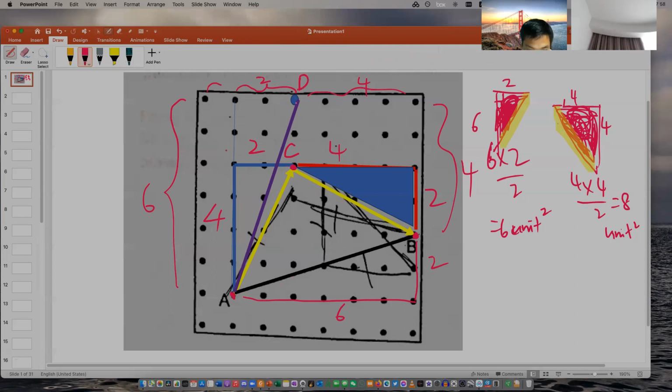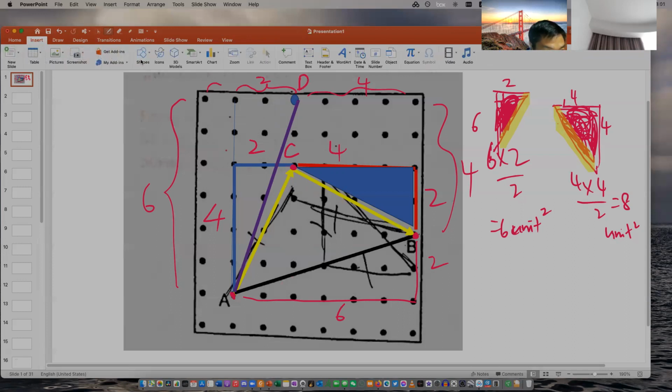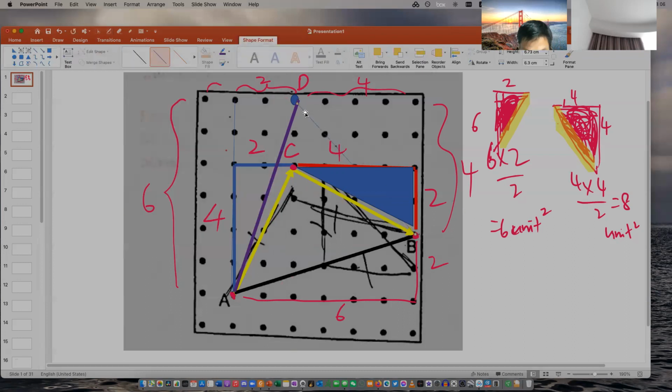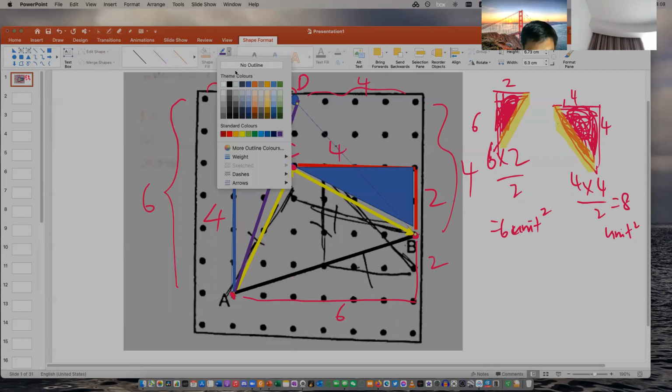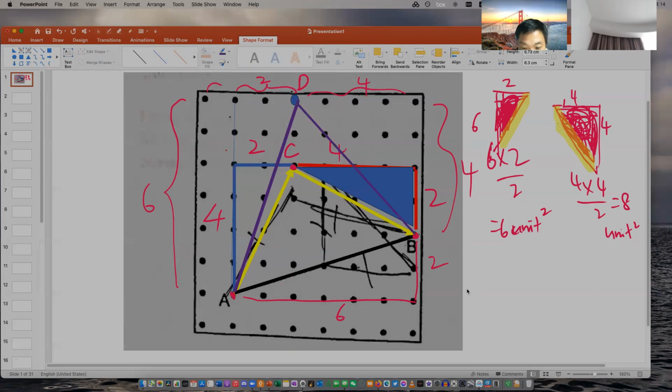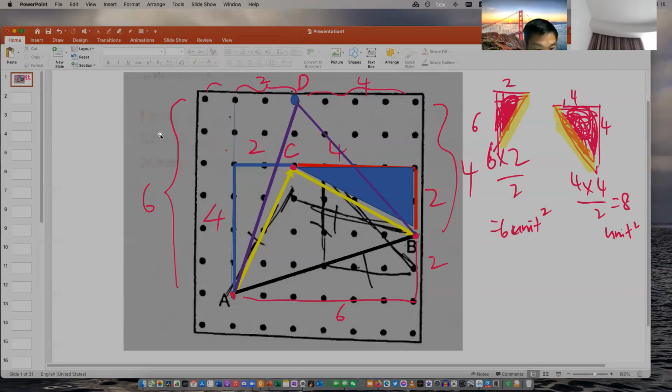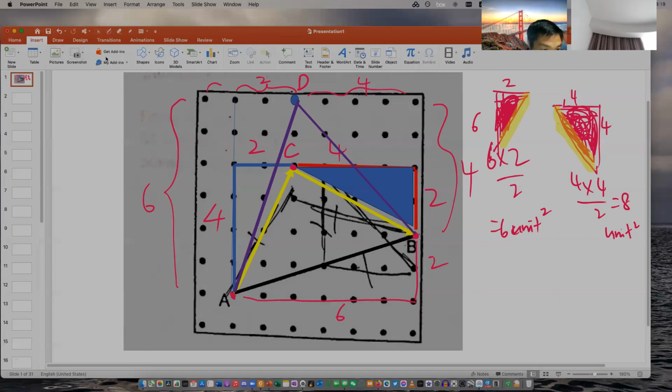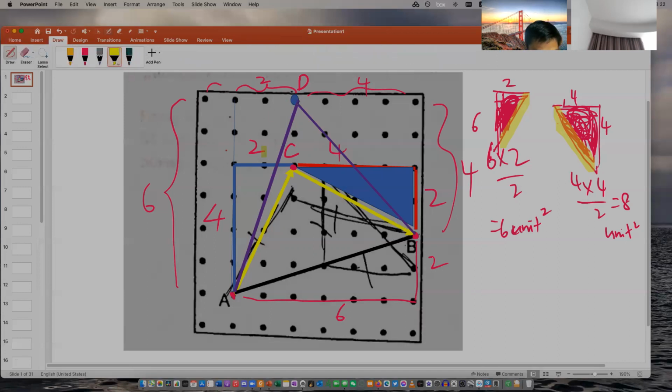This point is okay, but your isosceles triangle now is this. Okay, let me change this to a purple line. So your isosceles triangle ABD is an isosceles triangle with what? With this side equal to this side. Okay? Can? Good. So your answer is correct.